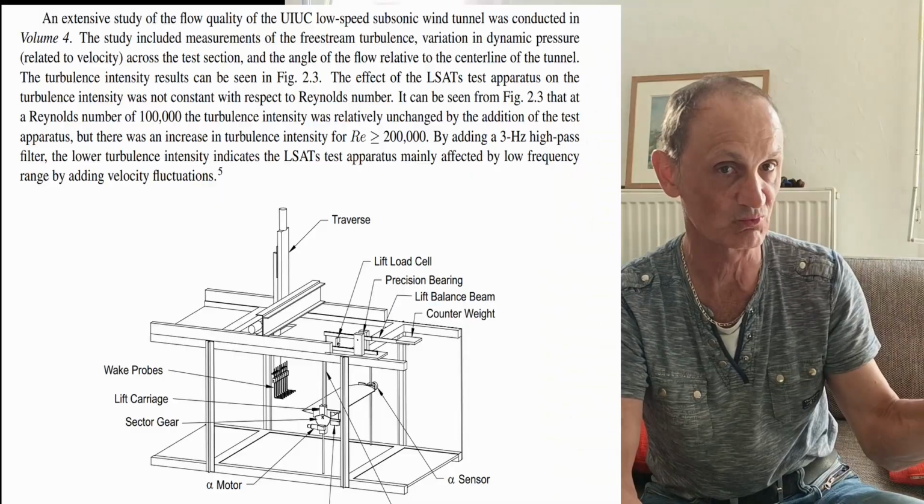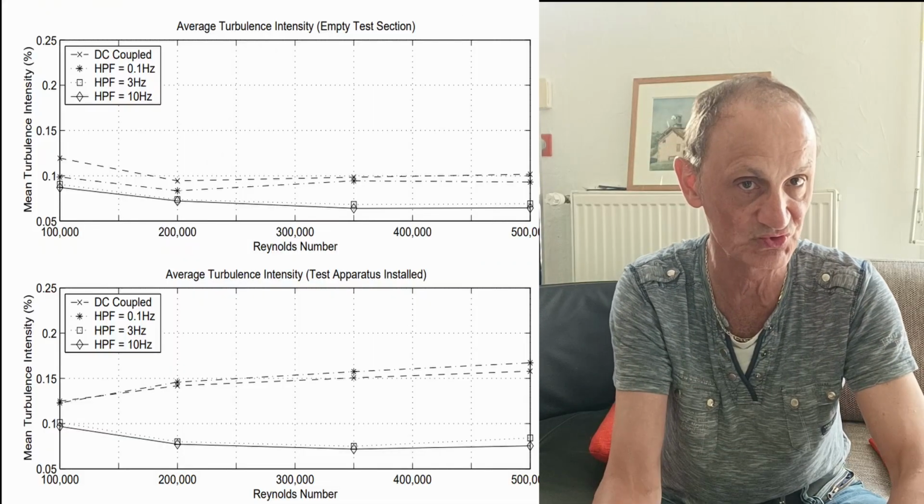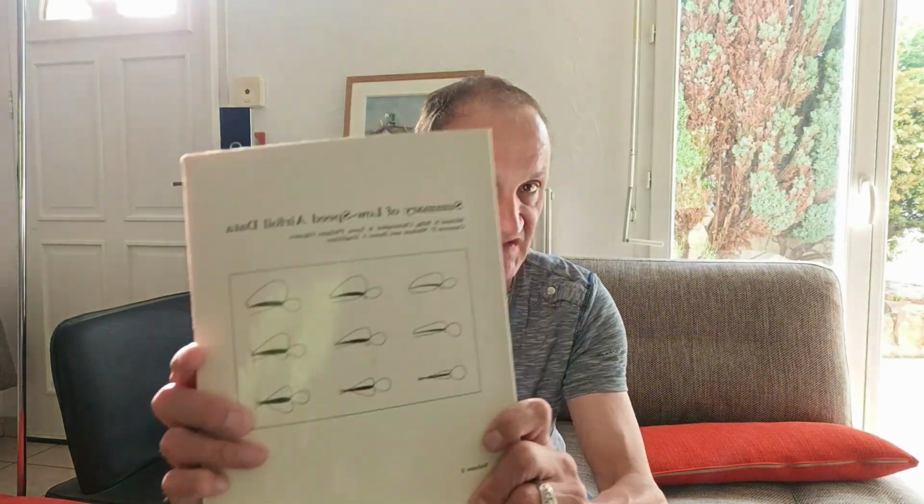In this video, we're going to explore what the wind tunnel results are and compare them to the Xfoil results. We're going to use the work of Professor Michael Selig, Illinois University. He has done many wind tunnel tests, and the good news is that the book I bought a long time ago is now free on the internet and you can download it.